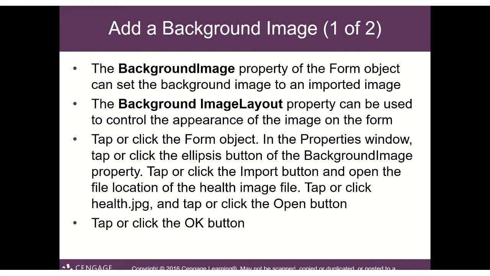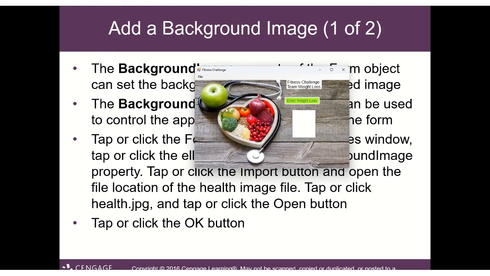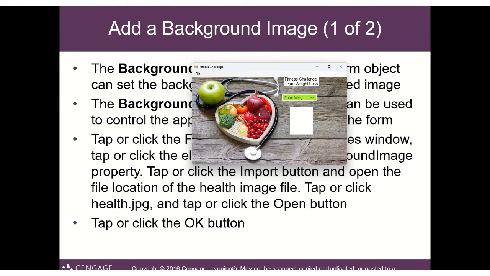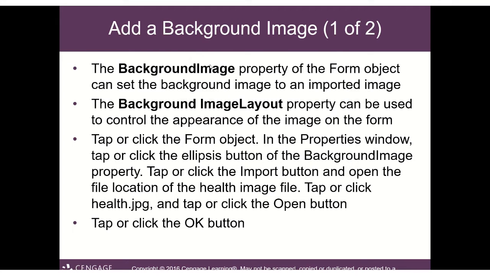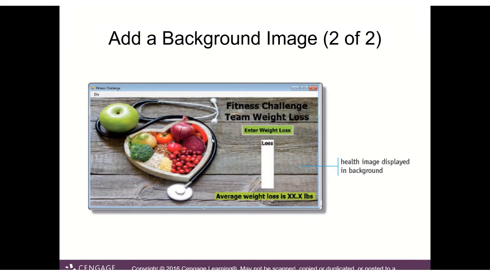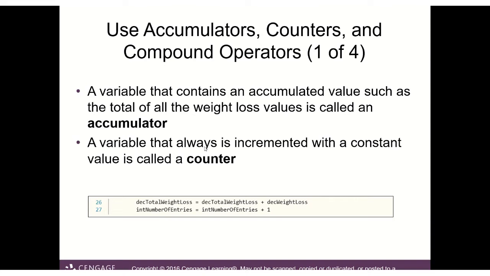Now you can add a background image property to the form object. So this is your form object, right? Let me show you. And this is the form. In the background of it is an image. That's what we are talking about. This is the background image property, and you can use the background image layout property to stretch the picture across the form. So we also added the background image here.